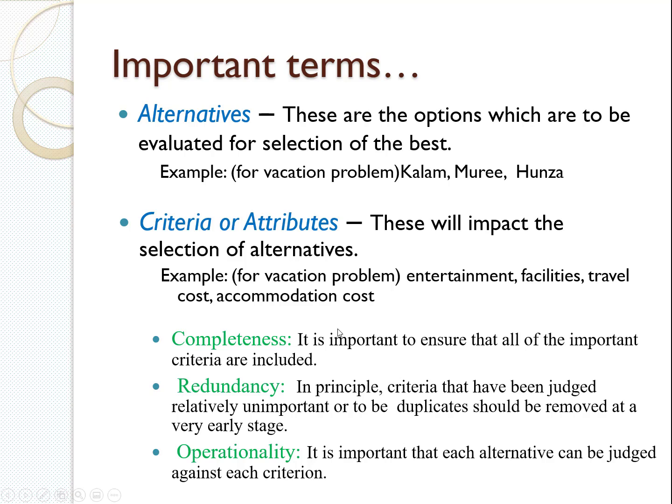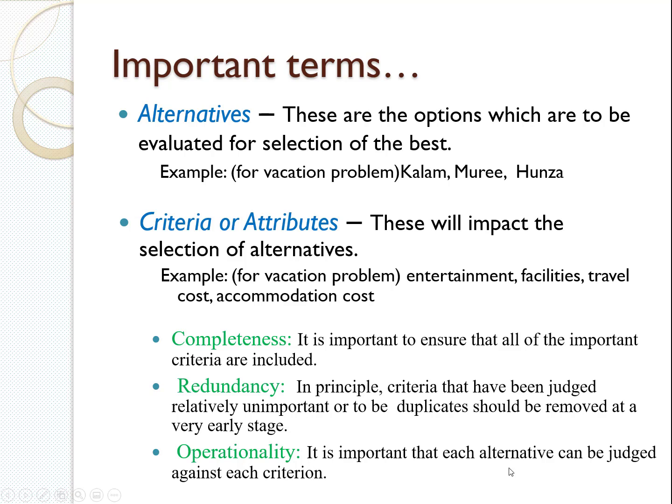Once again, as we discussed in the AHP in the previous video, all the criteria should be complete. It is important to ensure that all of the important criteria are included. To decide whether Kalam, Mari, or Hunza is best, we need to consider all the important criteria. There should be no redundancy. Criteria that have been judged relatively unimportant, or are duplicates, should be removed at a very early stage. So there should be no duplicate criteria.